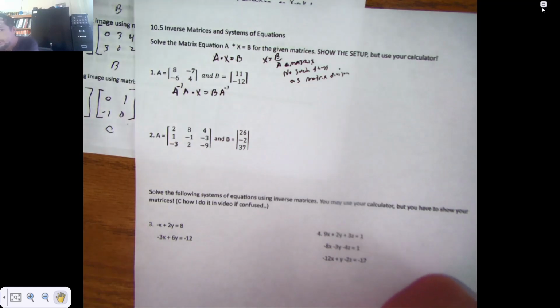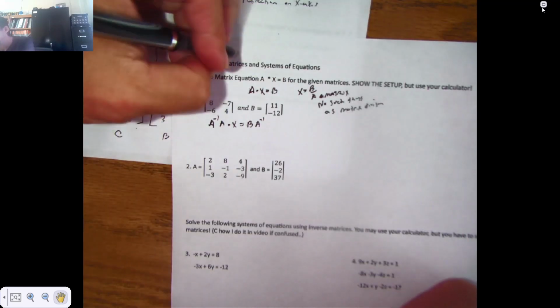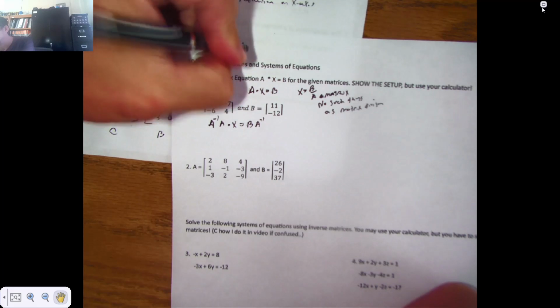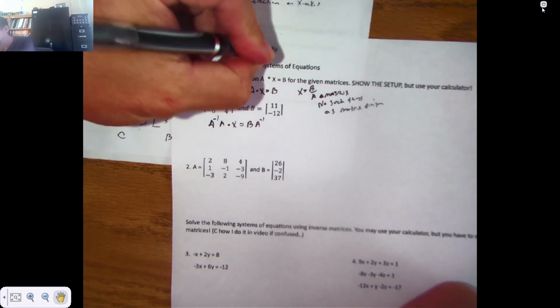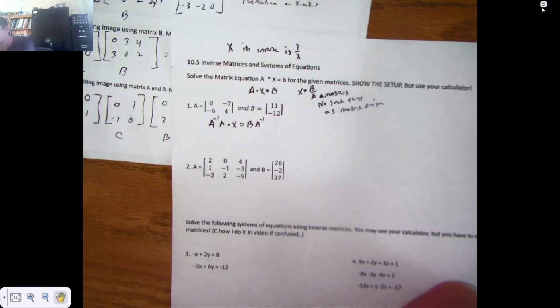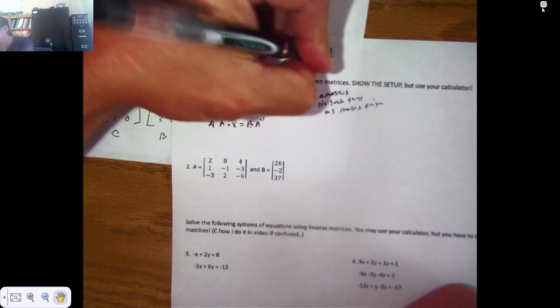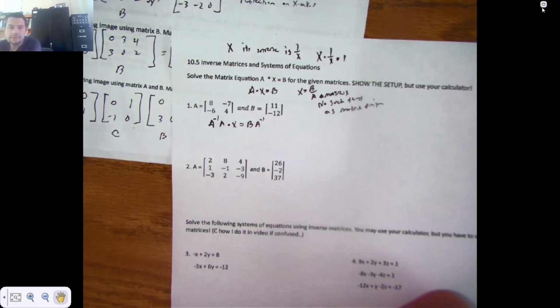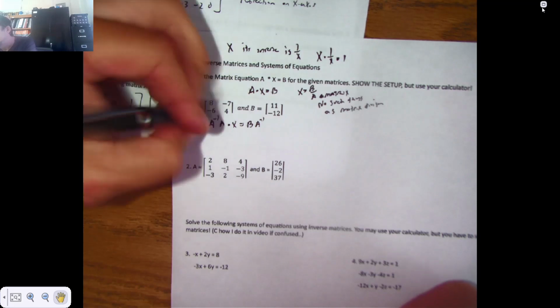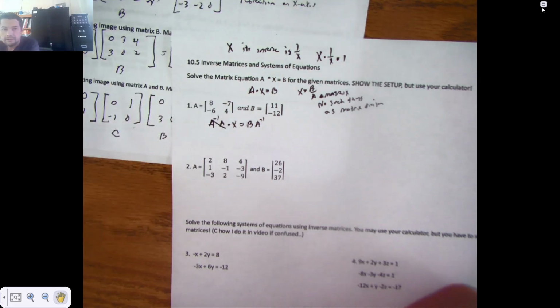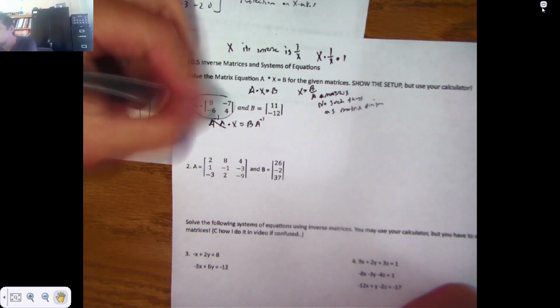You may or may not know what an inverse is, but if you talk about X, its inverse is 1 over X. This is why we use the inverse notation here. X times 1 over X would be 1. It causes a cancellation, so these two die. Now I have actually solved for X. X is matrix B times the inverse of A. It says show the setup, use your calculator.